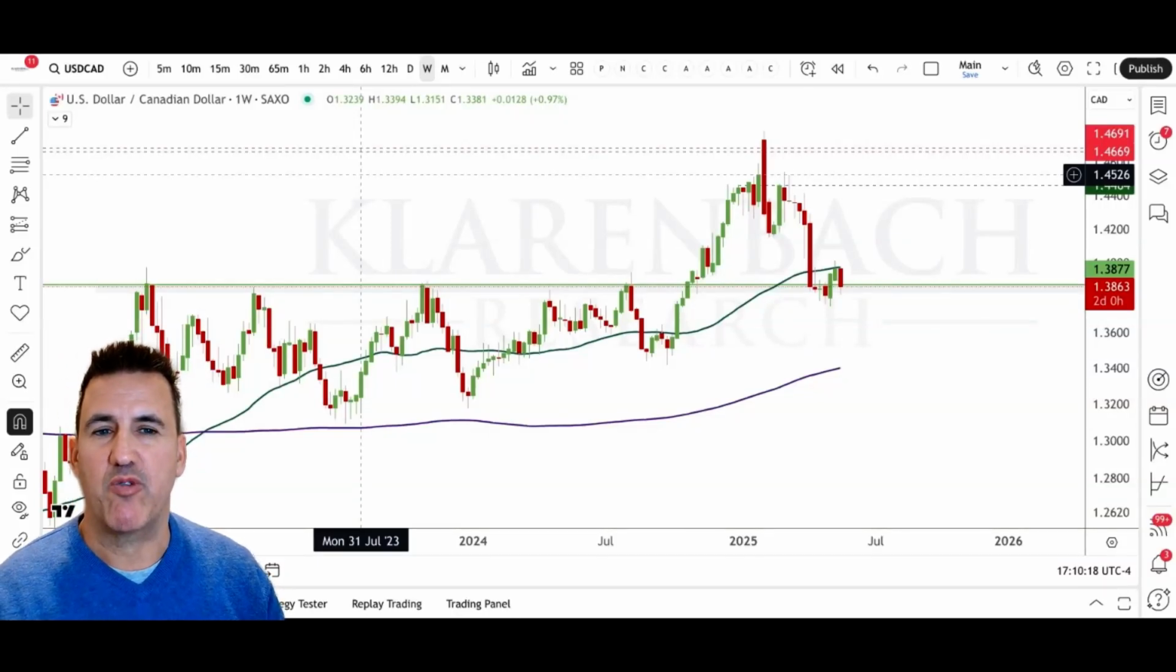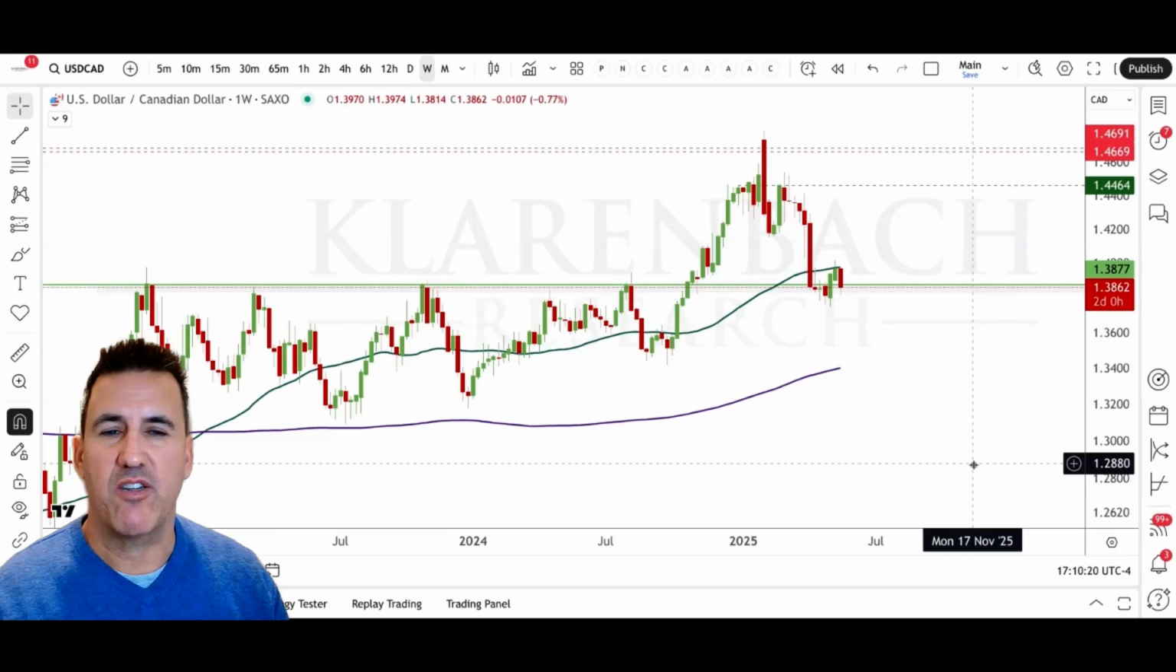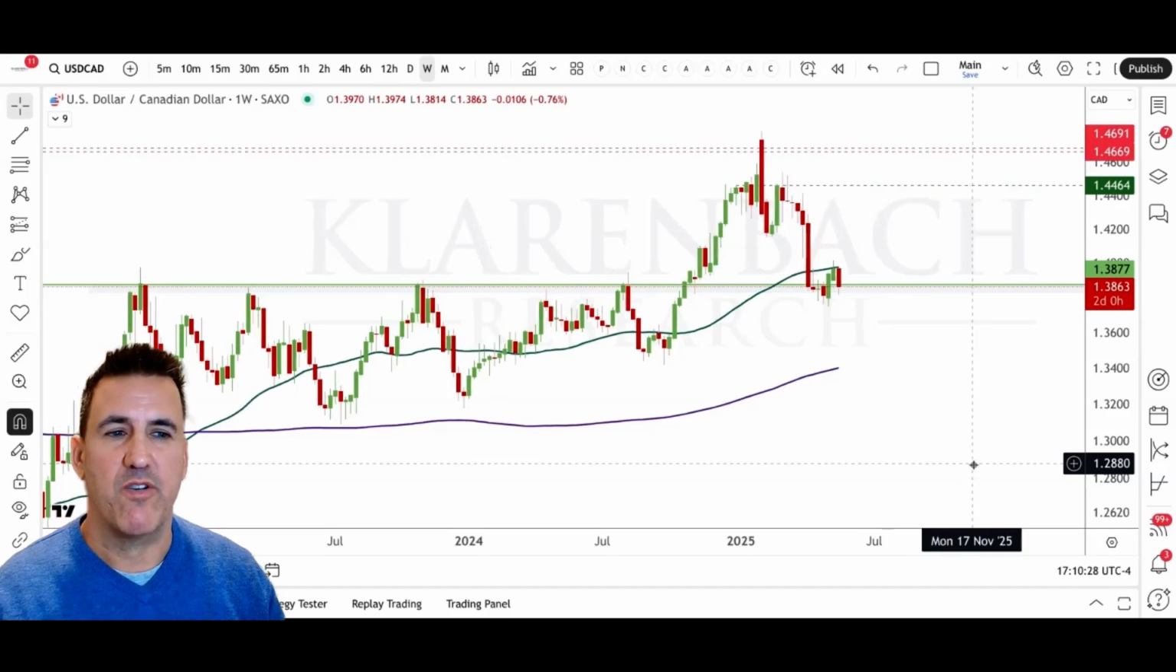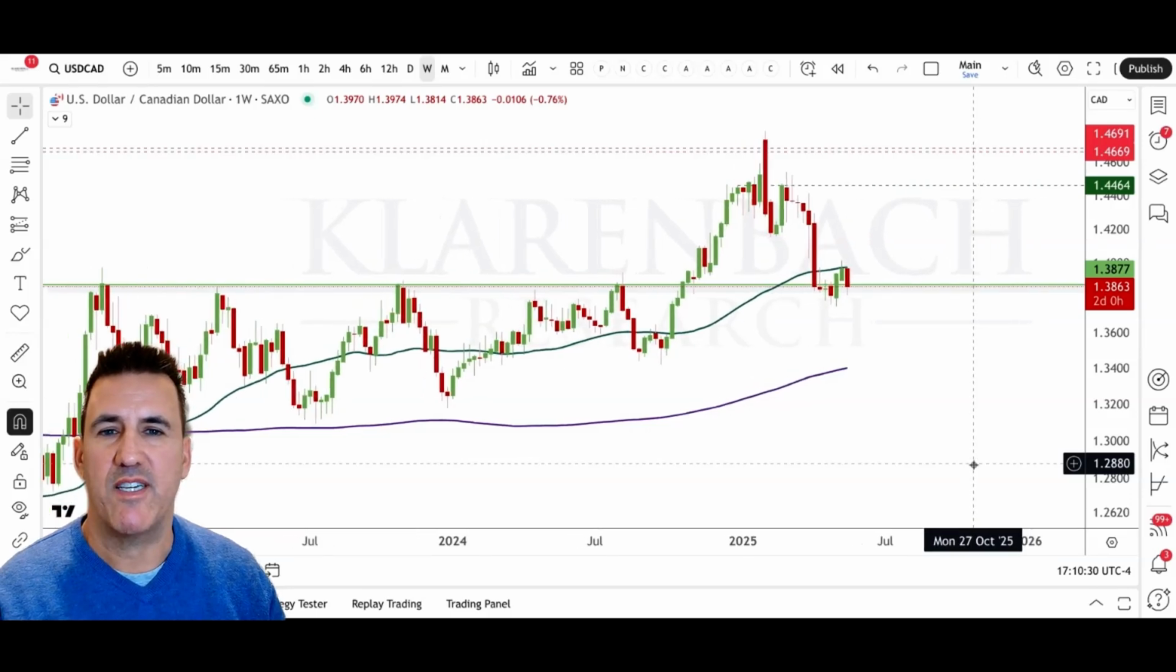Today is May the 21st, 2025. And I want to look at some currency pairs today. We'll look at the USD, we'll look at CAD, and we will look at the euro. So the first chart here is the weekly chart of the USD CAD.